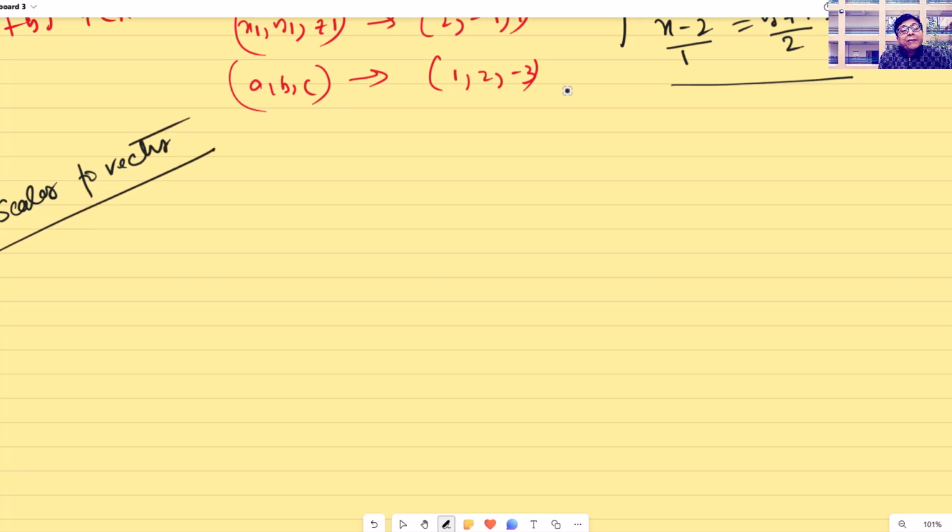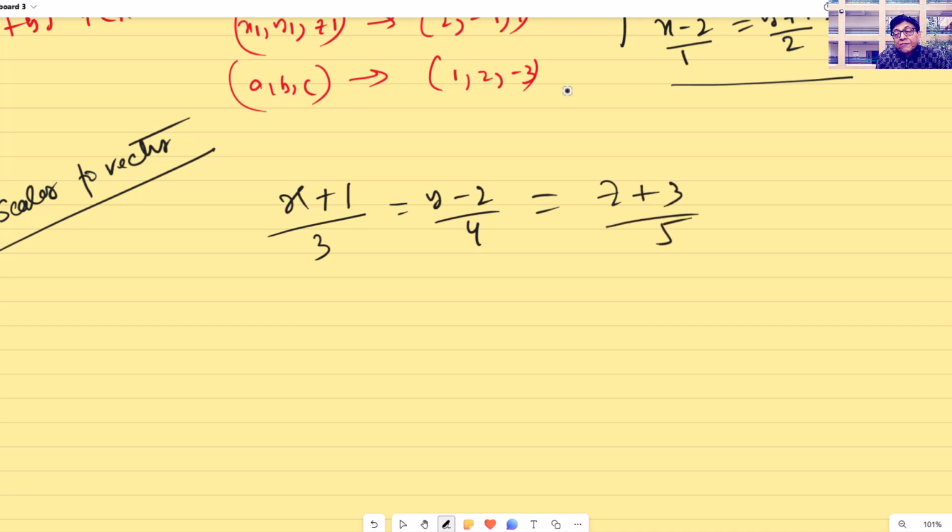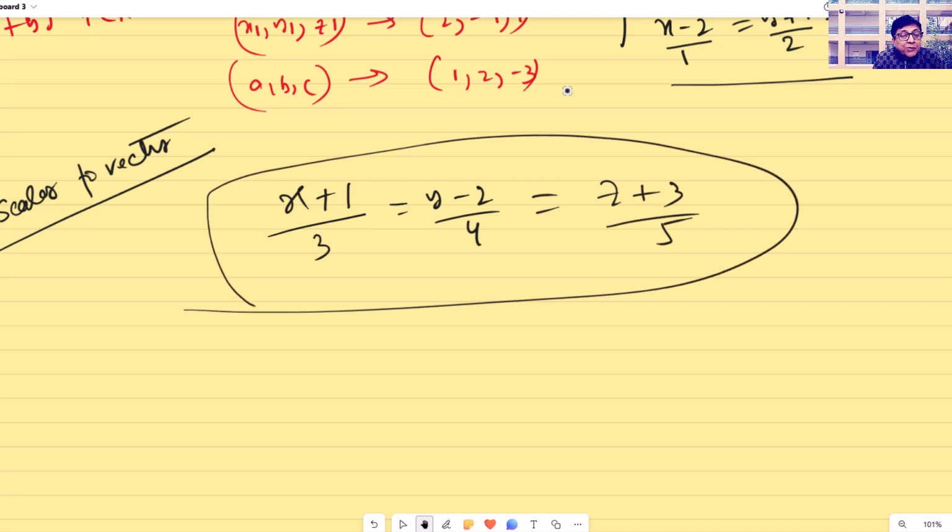Let the equation of the line be (x plus 1) by 3, (y minus 2) by 4, and (z plus 3) by 5. How to write this in vector form? In vector form, we want to write it as r equal to a plus t into b. What is t? What is b? T is a scalar. B is the direction of the line.